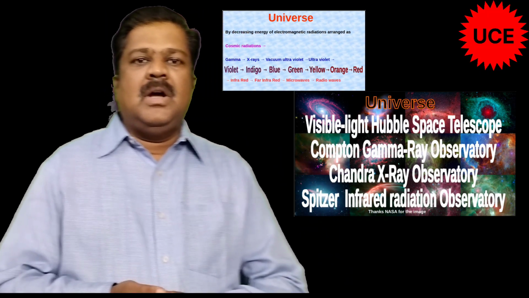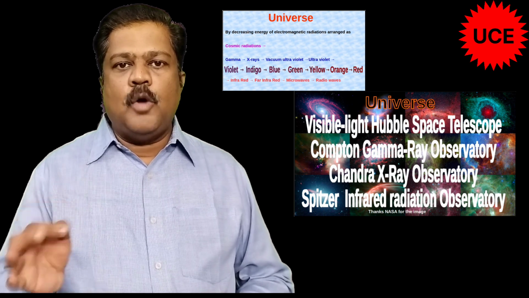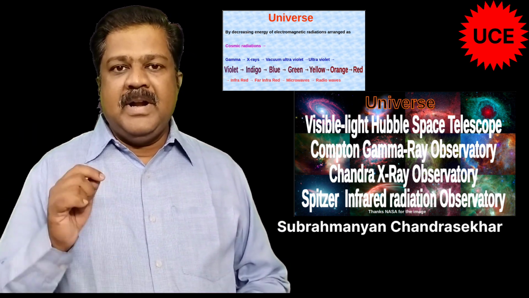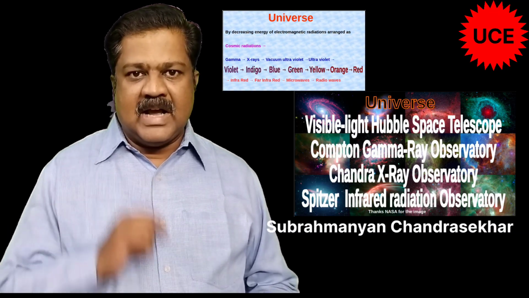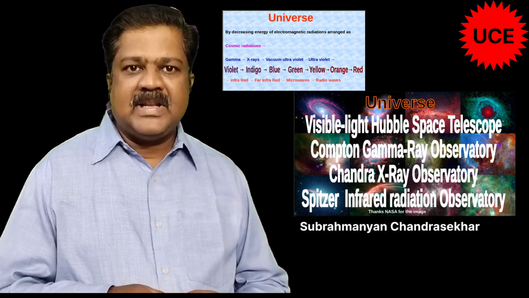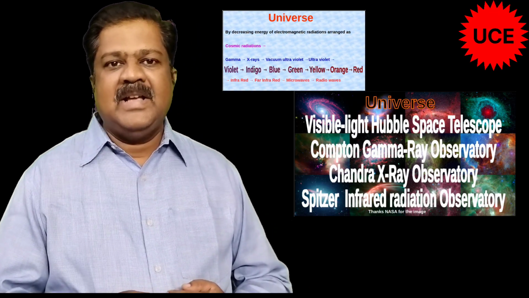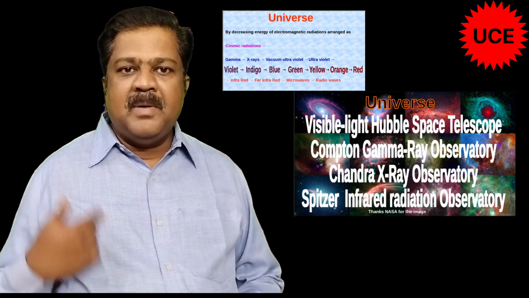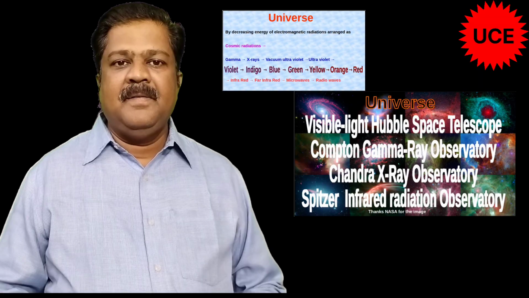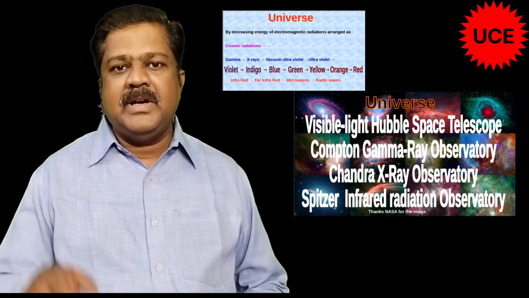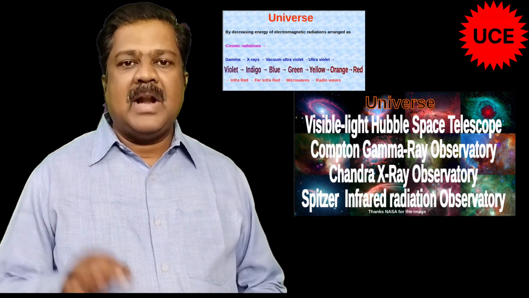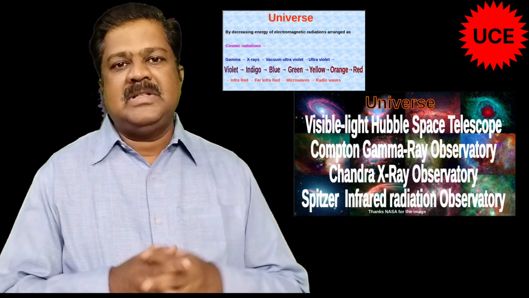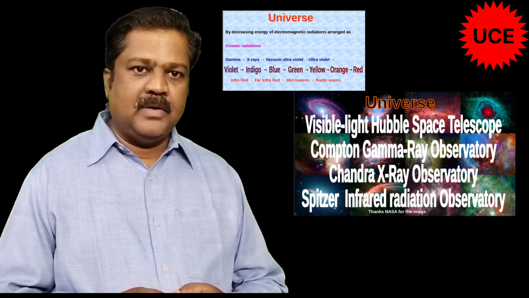Say for example, Chandra X-ray Observatory. Chandra is not considered here as the moon, but it is the name of an Indian scientist who worked for NASA. His name is given to that X-ray observatory. In space science, he proposed the minimum mass of a star that is required so that it can be converted into a black hole. That is called the Chandra limit. On the basis of that scientist's name, the X-ray observatory is named the Chandra X-ray Observatory.